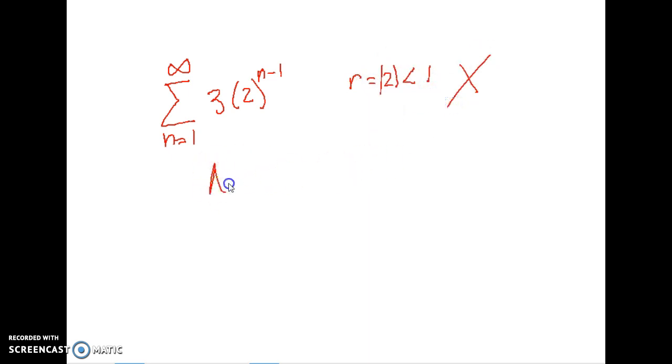Something that doesn't have a sum, so if you see something that looks like this, n is equal to 1 to infinity, 3 times 2 to the power of n minus 1. Notice that my r right away is equal to 2, absolute value less than 1, not the case. So we can just immediately say there is no sum.